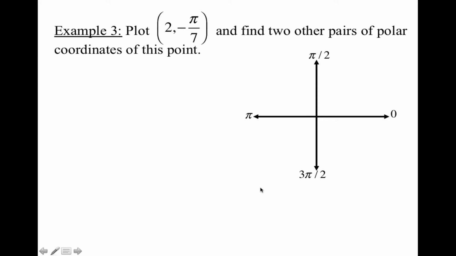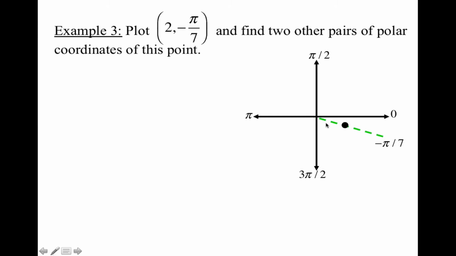All right, go ahead and try this example. Plot the point 2, -pi over 7 and find 2 other pairs of polar coordinates for this point. All right, so this time my angle is -pi over 7. So that means I'm going to move pi over 7 in the clockwise direction. So I would land approximately right here. And I'm going to go 2 units towards the -pi over 7. So here is my plot, my point.